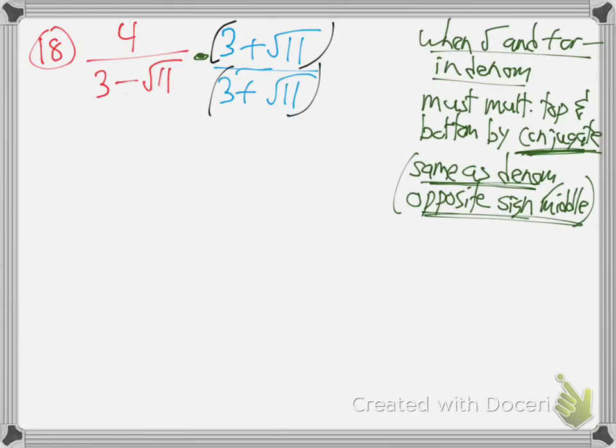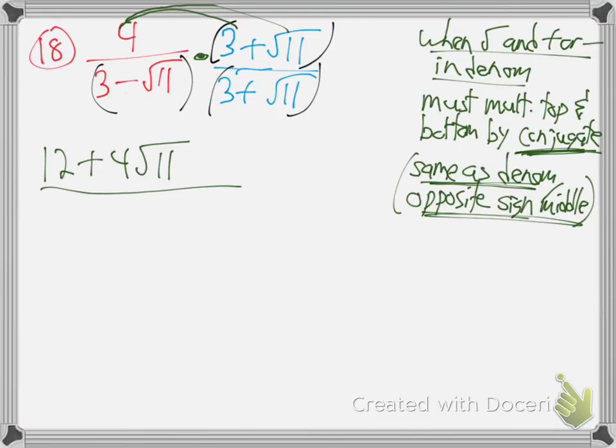Put parentheses here. So basically, this 4 is going to go there and there. 4 times 3 is 12 plus 4 root 11 over... And then in the denominator, 3 times 3 is 9, 3 times plus 3 root 11. The 3 stays outside because he's an outsider. He's not in the root. He's done.